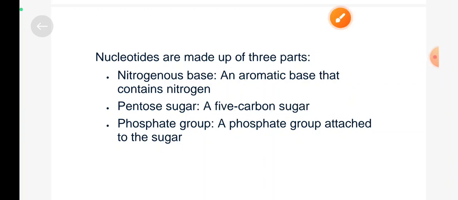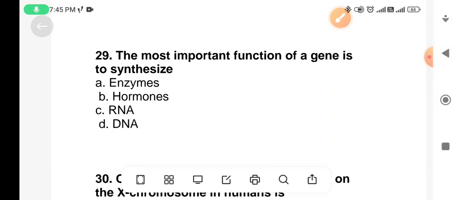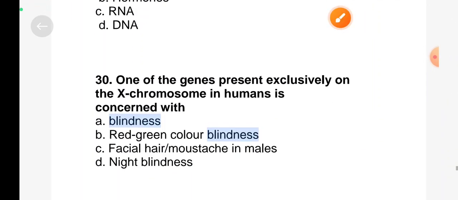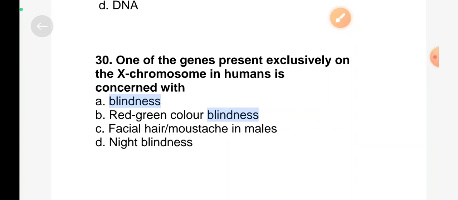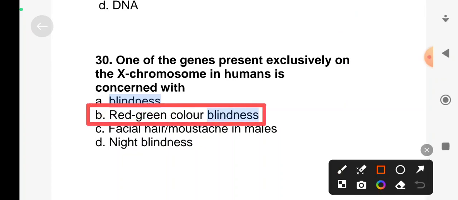Next, the most important function of a gene is to synthesize: option A, enzymes; option B, hormones; option C, RNA; option D, DNA. Correct answer is option A, enzymes. Next question and last. One of the genes present exclusively on the X chromosome in humans is concerned with: option A, blindness; option B, red-green color blindness; option C, facial hair in males; option D, night blindness. Correct answer is option B, red-green color blindness.